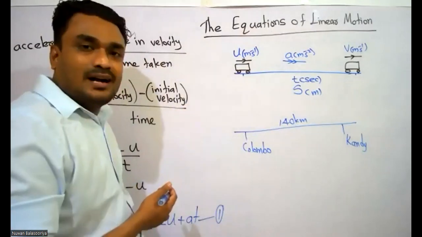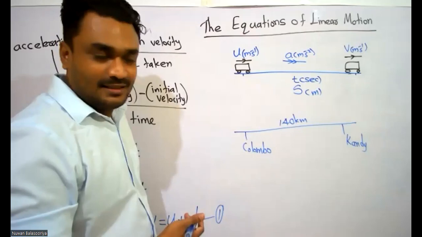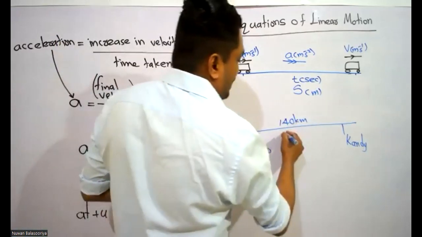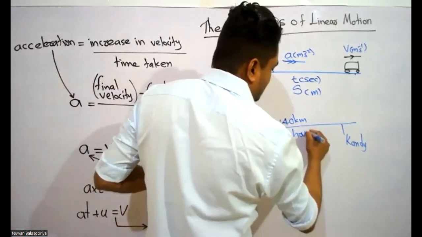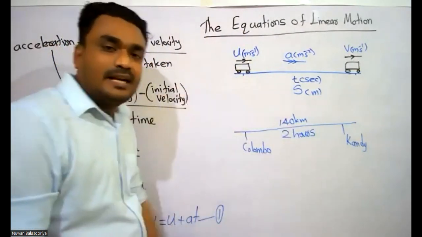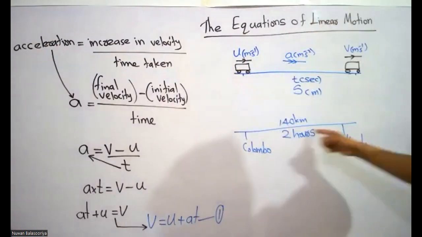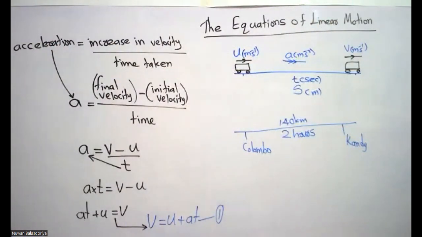Let's say you drive a very fast car, a Lamborghini. So you travel from Colombo to Kandy within 2 hours. What is your average speed, dear? Can somebody tell me? Lamai? 70 kilometers per hour.